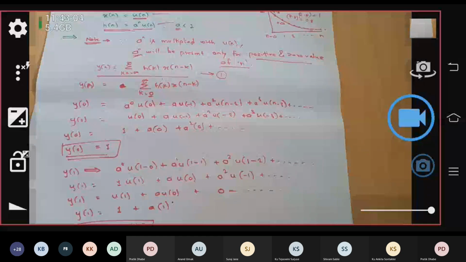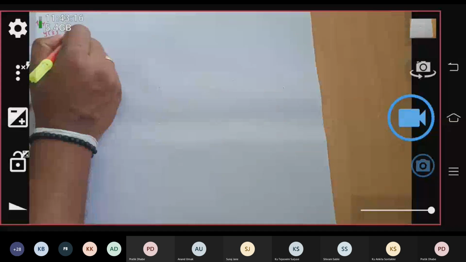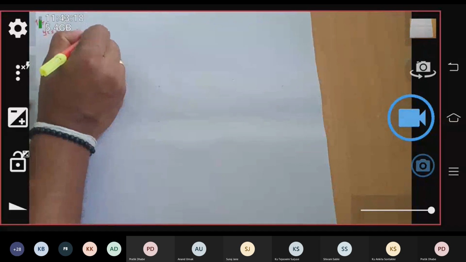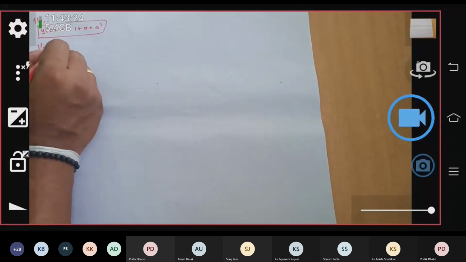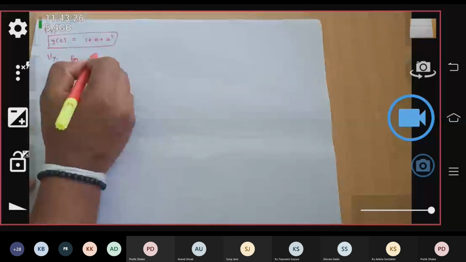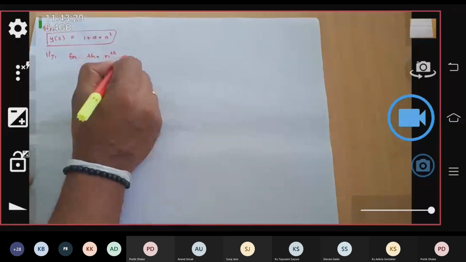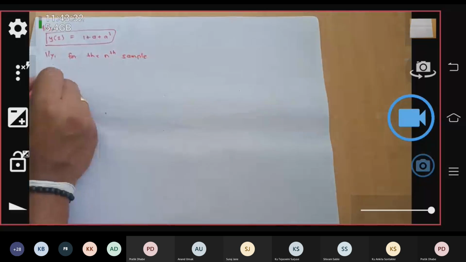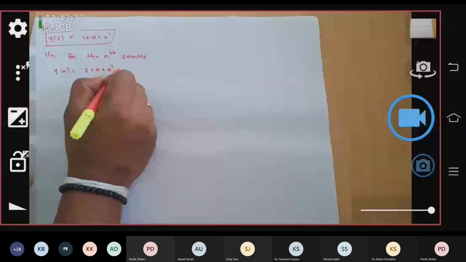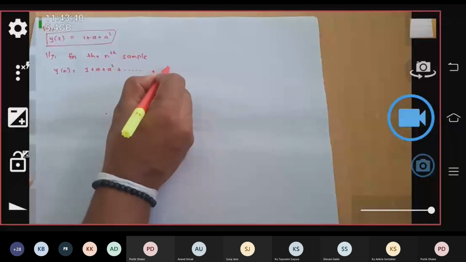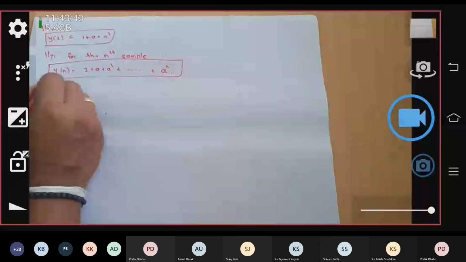Similarly, you can find y of 2, and if you solve for y of 2, you will get y of 2 equal to 1 plus a plus a square. Okay, you can check this. Similarly, if you keep on solving this for the nth sample, you will get y of n equals 1 plus a plus a square, and this will continue so on up to a raised to n. Okay, this will be your y of n.